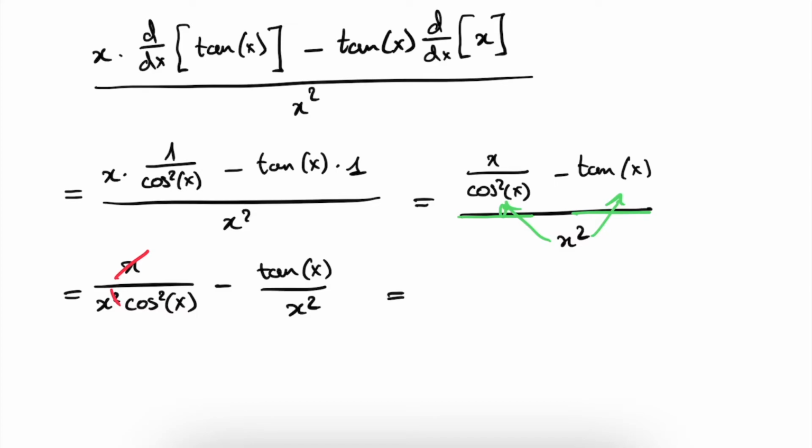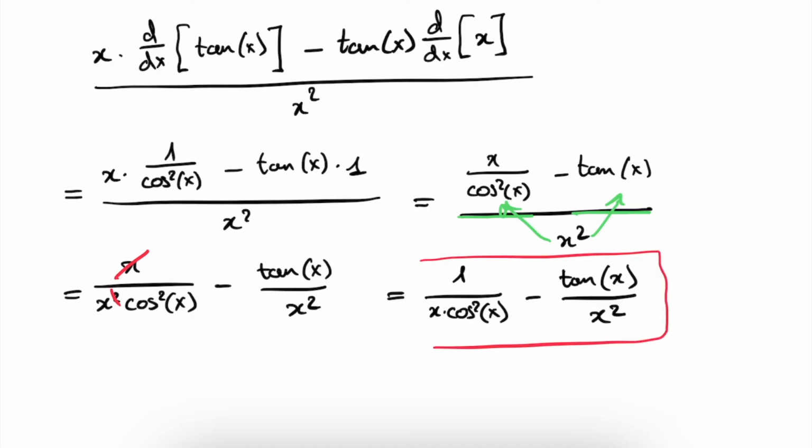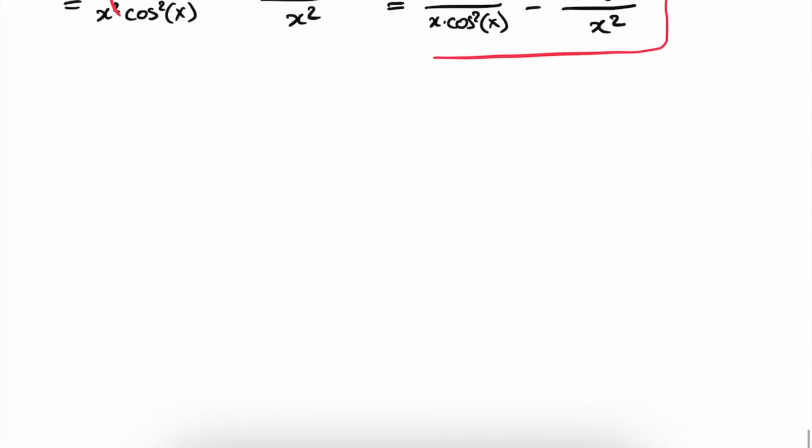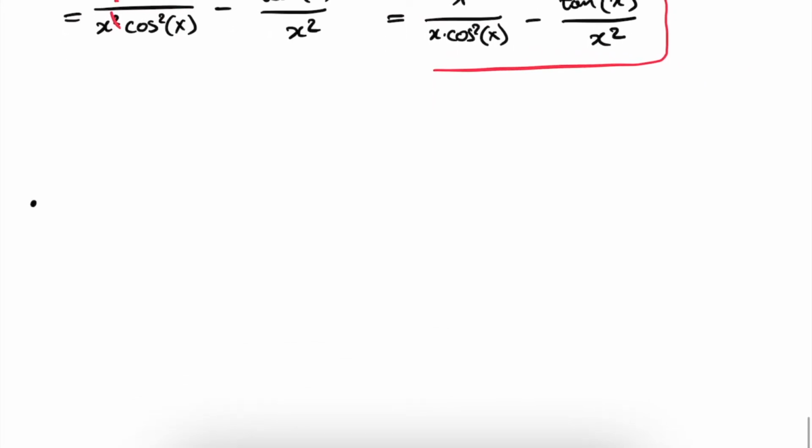So our final result is 1 over x times the cosine squared of x minus the tangent of x divided by x squared. And if you remember, this is exactly the result of the previous video where we solved the same exercise, but with the rule of multiplication. Let's go to the next exercise, which is a bit more difficult.